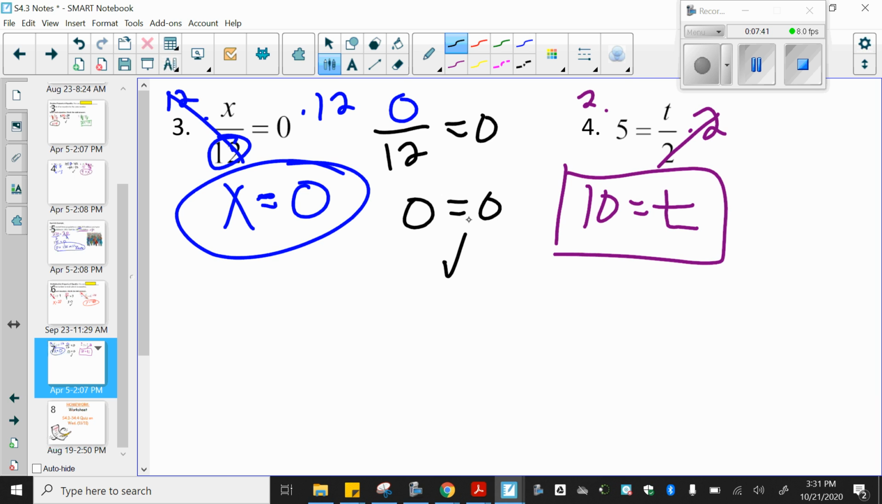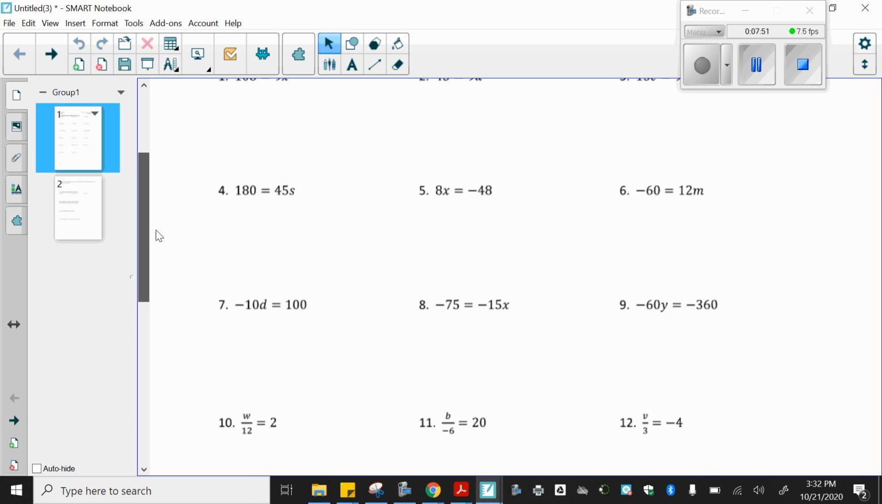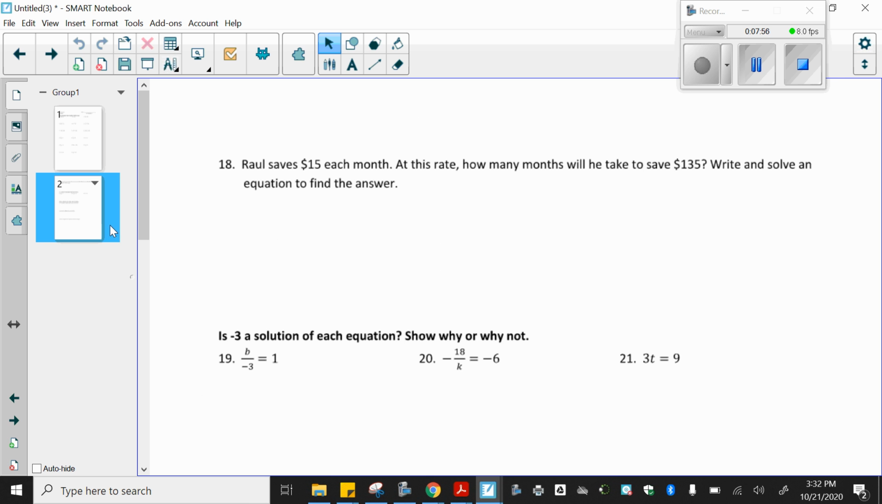All right. Here is our 4.3 homework. Look what we have to do. Date's November 5th. Here's all the questions we need to do. Show us all of the work or it's going to get returned to you.